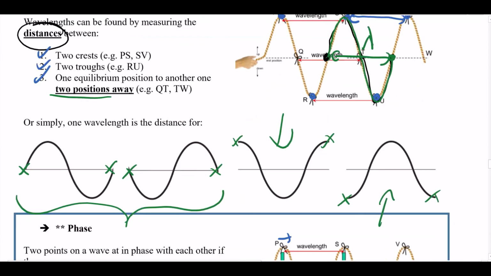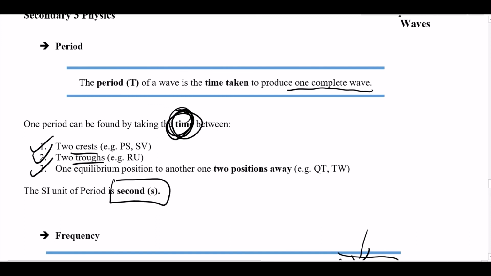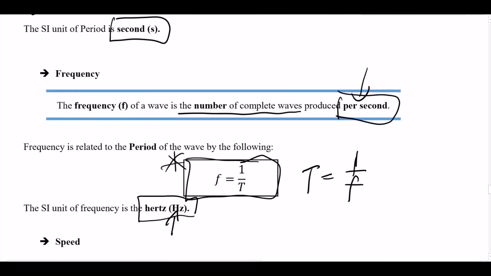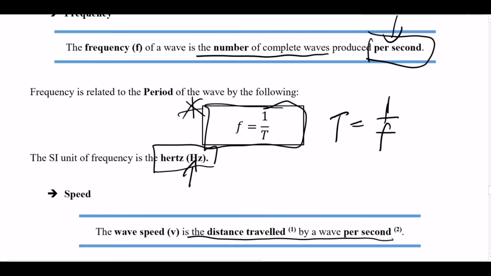With the wavelength, we also have the period. We have the distance, and we have the time. The period is the time taken to finish one complete wave. We also have the frequency, which is the number of waves produced every 1 second. So they have an inverse relationship with each other: f equals 1 over T. This is their formula.